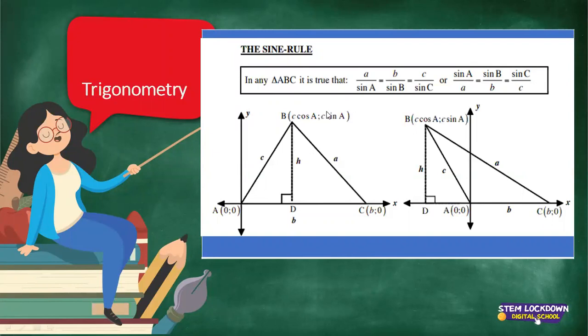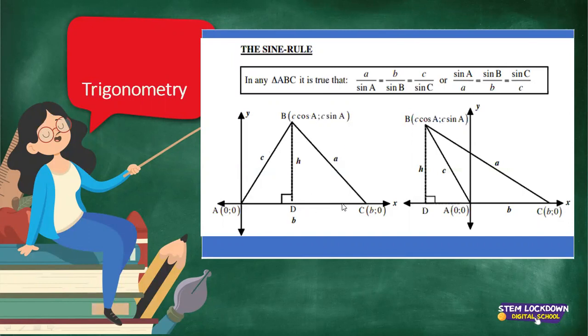And to find our x coordinate is to find this length AD. To find the length AD, what do we do? Still considering this triangle, we have the adjacent, the opposite, and the hypotenuse. Adjacent over hypotenuse, so AD over c equals cos A. So cos A equals AD over c. If you try and find AD, your AD equals c cos A. So that's why we have this coordinate here.